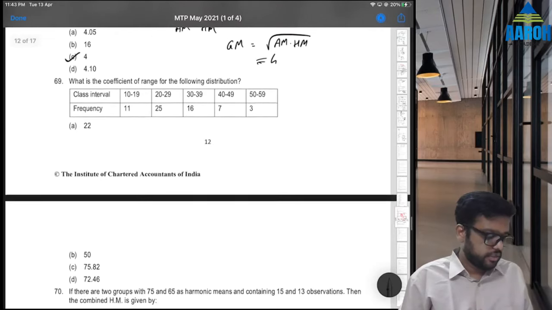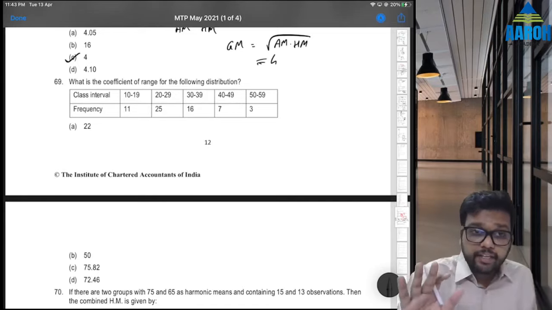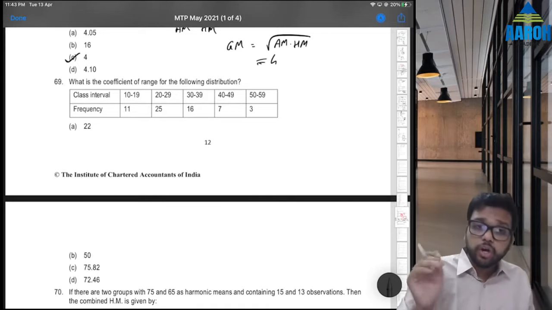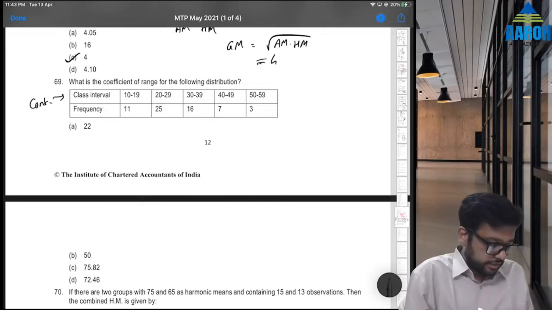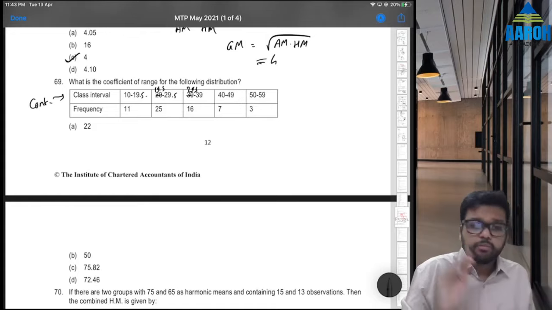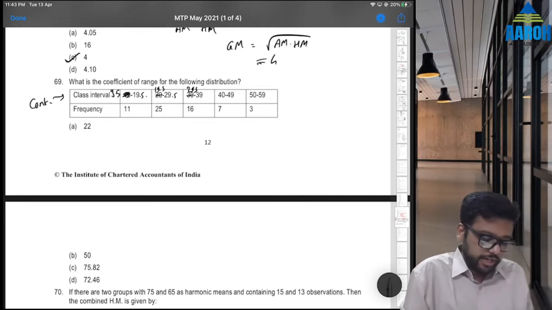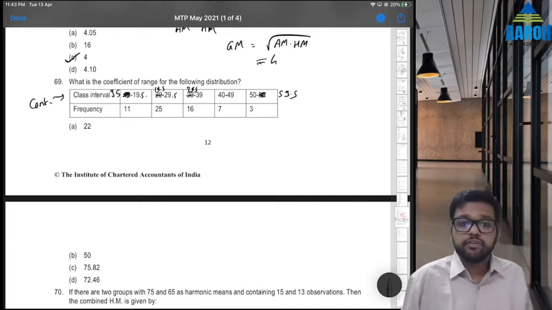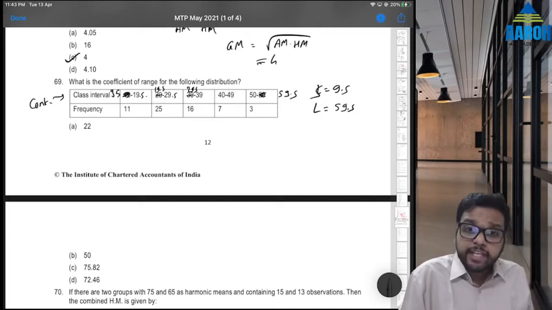Next. 69. What is the coefficient of range for the following distribution? For range, we have to always, not only for range, always first make classes continuous. If we make classes continuous, this is going to be 19.5, 19.5, 29.5, 29.5. Meaning 0.5 is changing everything. So instead of 10, this will become 9.5, and instead of 59, this will become 59.5. So our smallest value is 9.5, and largest value is 59.5. So range is what?